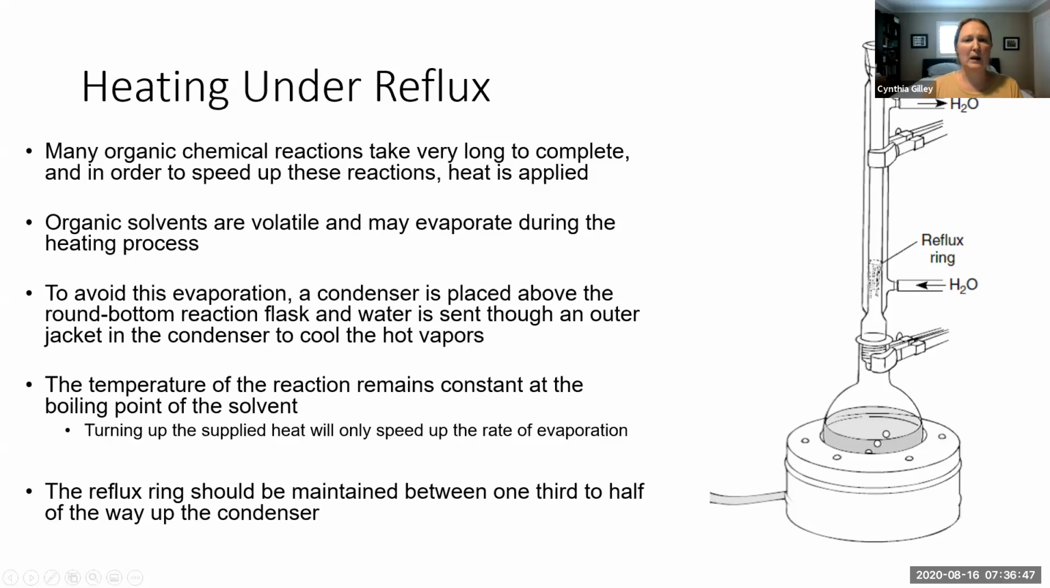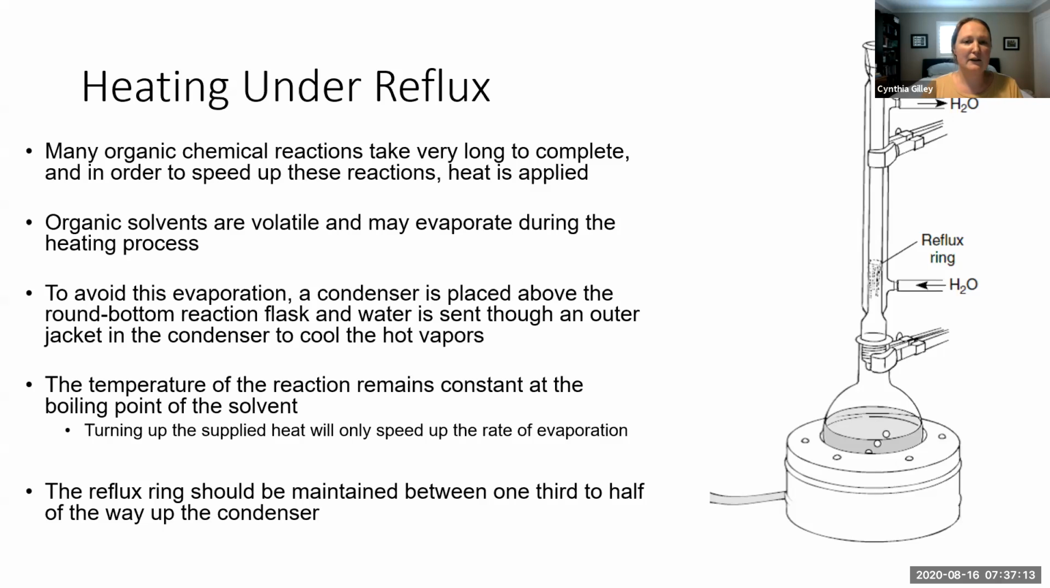Notice that there's no stopper or anything at the top of the condenser. This particular reaction is okay to have completely open to the atmosphere because it's not water or air sensitive. We would not want to put a stopper in there because we never heat a closed setup, right? If we were to heat glassware that is completely sealed, you could potentially have an explosion.